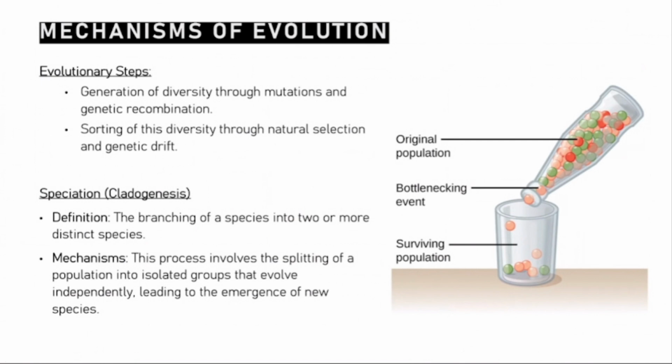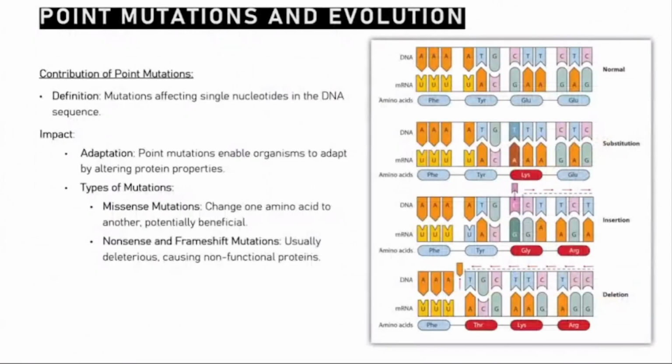Okay, so cladogenesis we described very briefly, but basically it is when a species is able to split up into two or more different species. Then what will happen is that it will cause these species to develop independently. We are going to talk a little bit more about that in the next syllabus point.